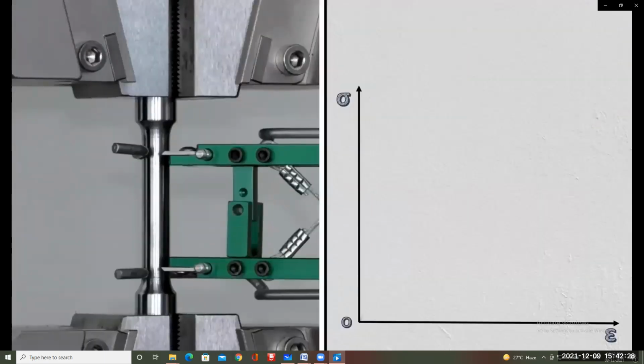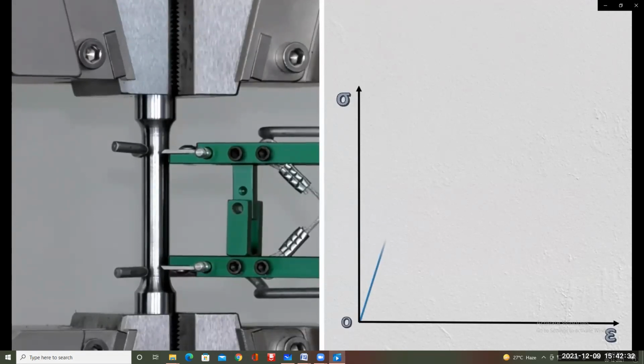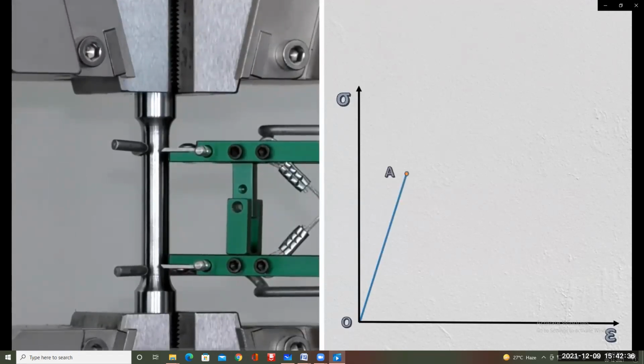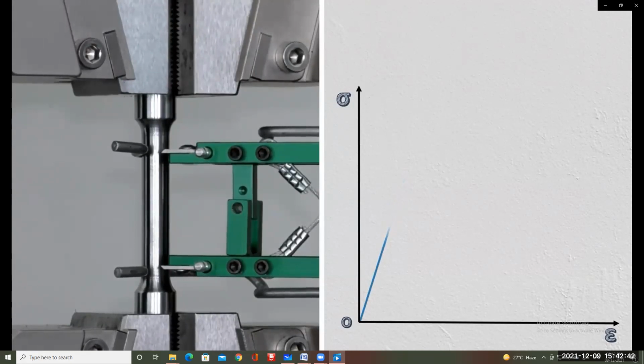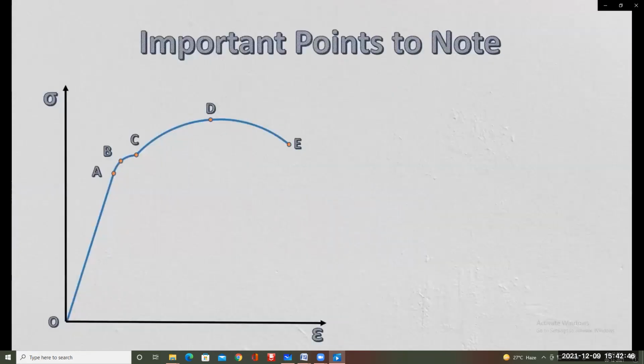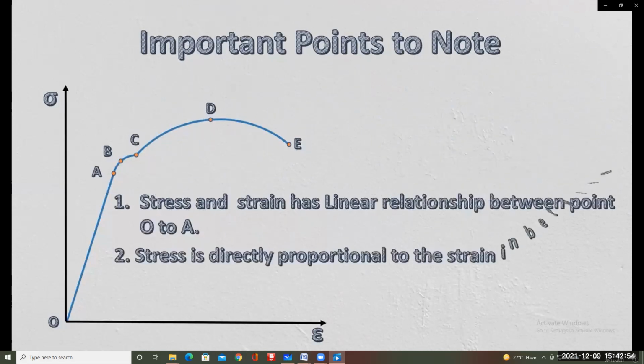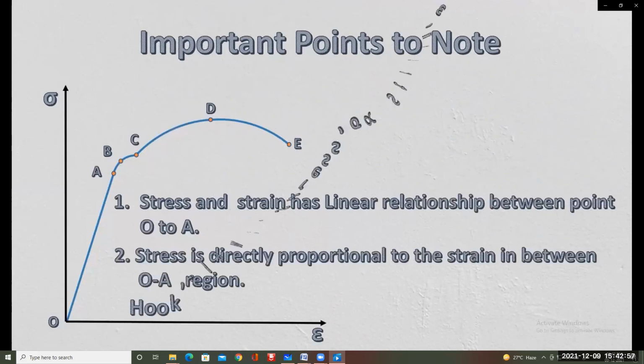As we load the testing object in tensile test, it begins to deform and stress continues to rise linearly up to a point A on this graph. At this point A, if we remove the applied load on the testing object, it will restore to its original shape without any deformation. As you can see in this graph, from point O to A, the stress and strain have a linear relationship, and stress is directly proportional to the strain within this region.